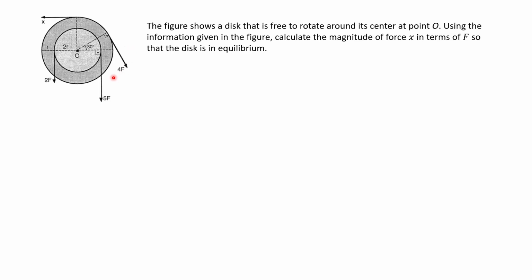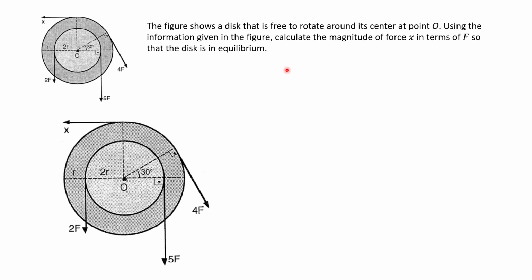Well, let's get started by redrawing this slightly bigger so we can see what's going on here. So what do we have? X is going to try to rotate the cylinder counterclockwise. 2F is also going to try to rotate it counterclockwise. 5F and 4F are going to try to rotate it in a clockwise direction.